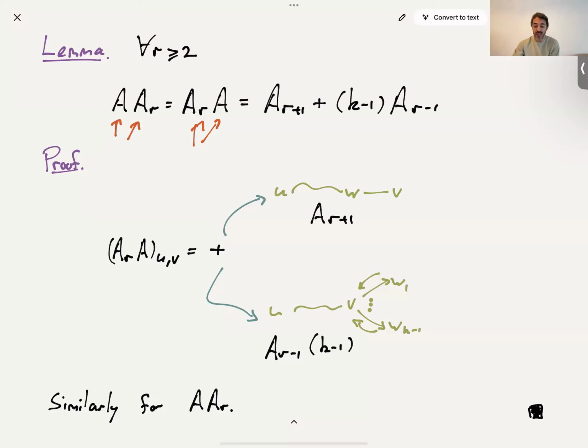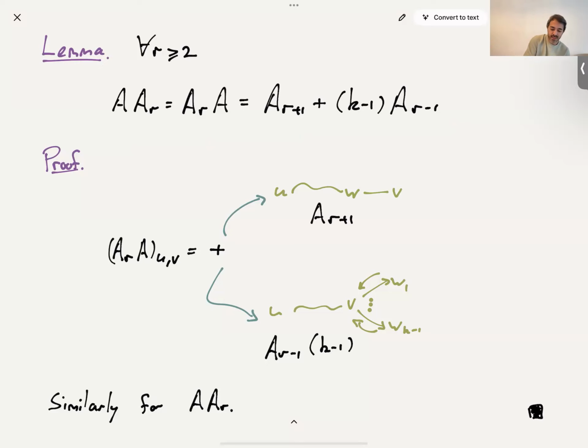And moreover, there is a recursive relation between AR plus 1 and AR minus 1. We're only going to prove this one, but the same one holds for the other. So we're going to prove that AR times A is AR plus 1, that's the leading term in the recursion, plus K minus 1 times AR minus 1. And that immediately gives you a way of computing larger R's with respect to the two previous ones. So let's see why this is true, and then we are going to derive from that the polynomial that we care about.